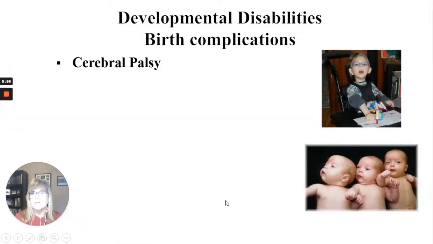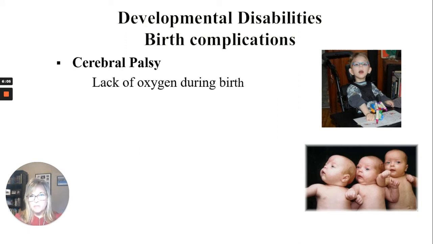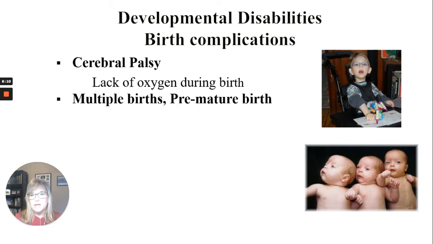Other things can cause developmental disabilities. Cerebral palsy is probably a term that you have heard. And really, cerebral palsy is a lack of oxygen when the child is being born, and it can be caused by many things. Cerebral palsy is a little bit of a catch-all term when they don't know what caused the child to have particular deficits, but definitely if there are complications during birth where the child is deprived of oxygen, that can cause part of the brain to actually die and then cause that child to have developmental disabilities.